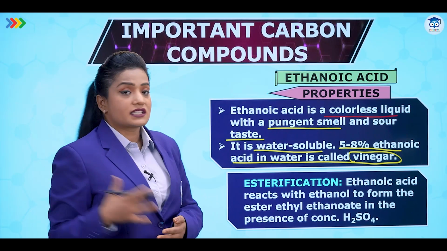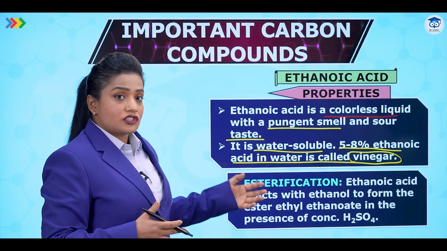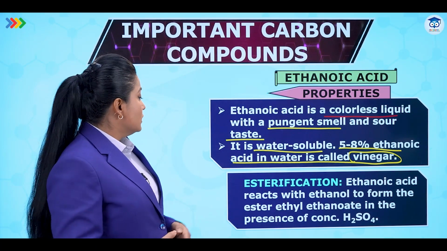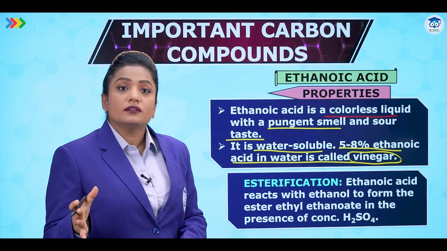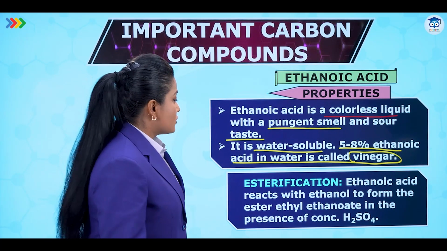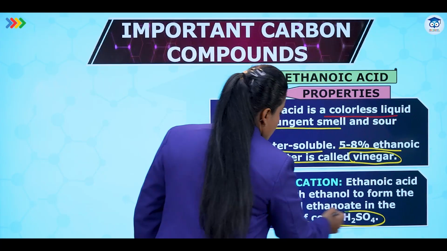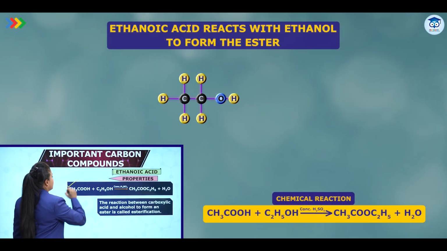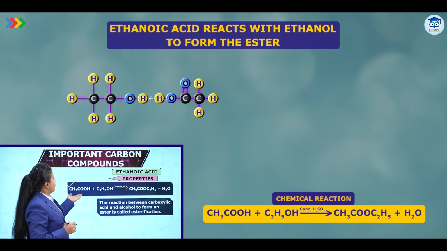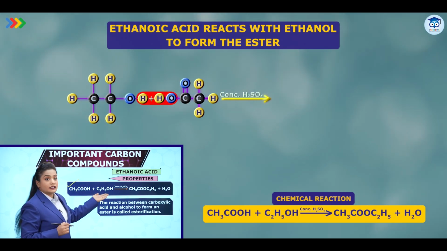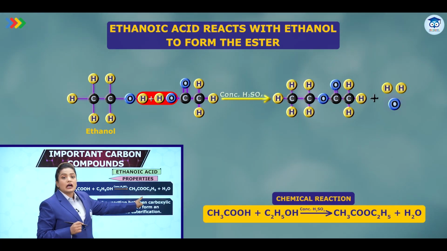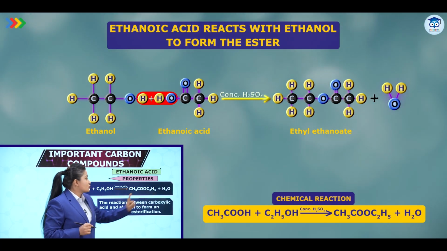We have also covered esterification in the previous class. So let's try to summarize what it was. Ethanoic acid reacts with ethanol to form the ester, ethyl ethanoate. We did the reaction in the presence of conc H2SO4, which is the required condition. And this was the reaction that we have already done. So let's try to recall it. When ethanoic acid combines with ethanol in the presence of conc H2SO4, we get the ester ethyl ethanoate plus H2O.